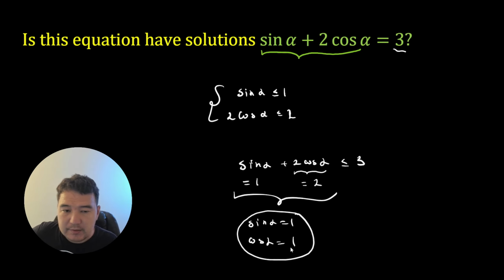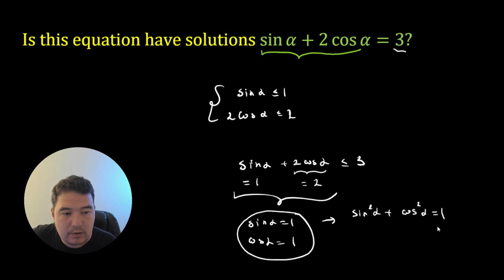But the problem is sine alpha and cosine alpha can't be equal to 1 at the same time. If one of them is 1, the other one has to be 0, because remember the identity between sine and cosine: sine square plus cosine square is 1. If both of them are 1, 1 square plus 1 square would have been 2. So they can't both be 1 at the same time. That's the problem, which means this equation doesn't have any solutions. There is no alpha which could make this equality hold.